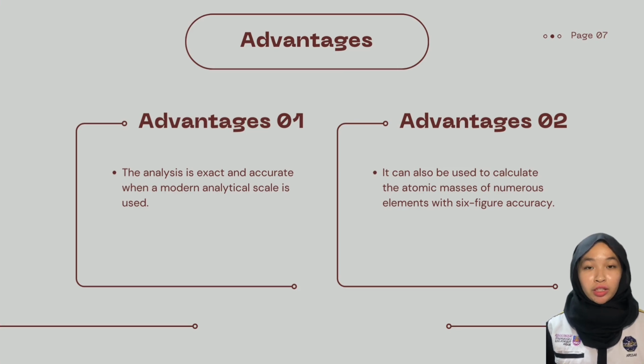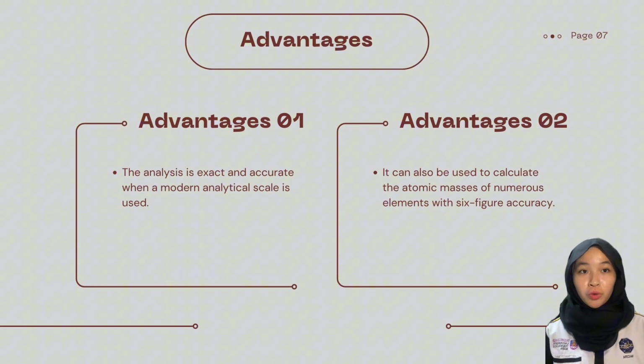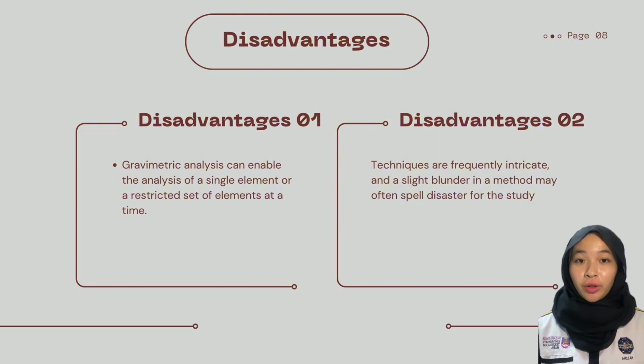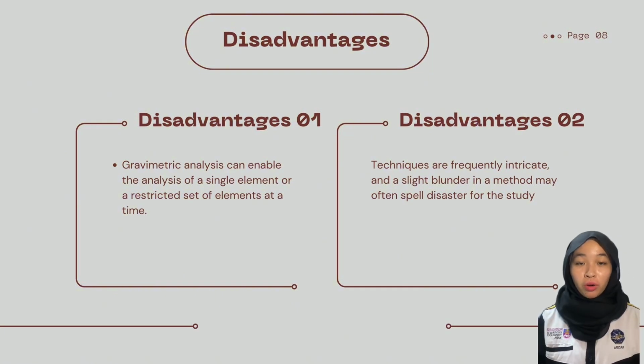The main advantage is that the analysis is more accurate when a modern analytical scale is used. Moreover, it can also be used to calculate the atomic mass of numerous elements with six-figure accuracy. The disadvantage is that only one element or a limited set of elements can be analyzed using gravimetric analysis. Moreover, these techniques are often complex, and even a small error can have negative implications for the study.